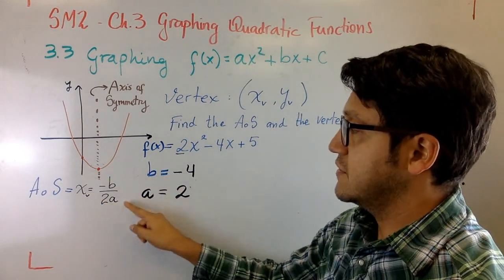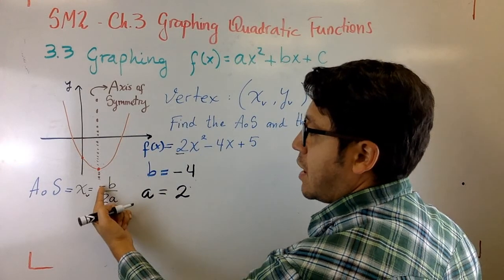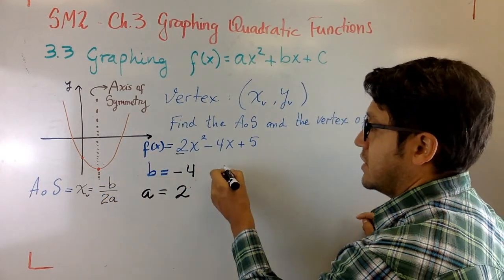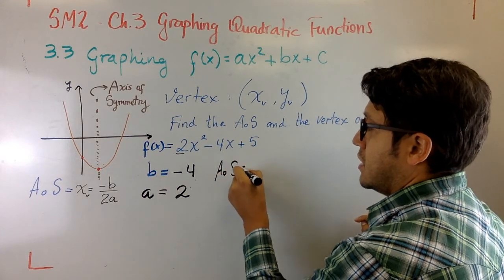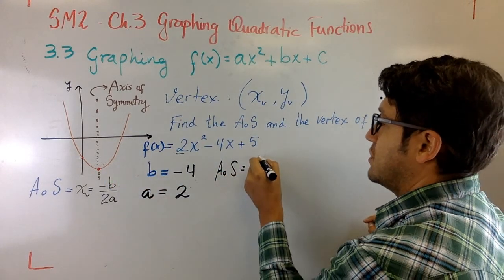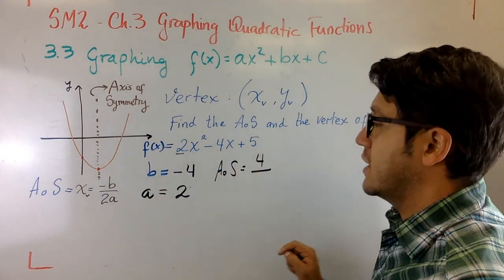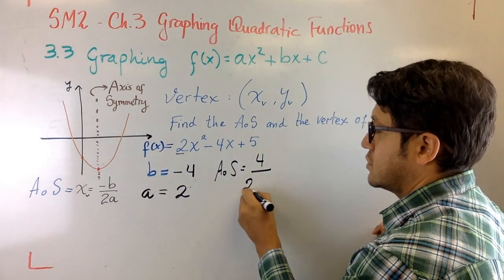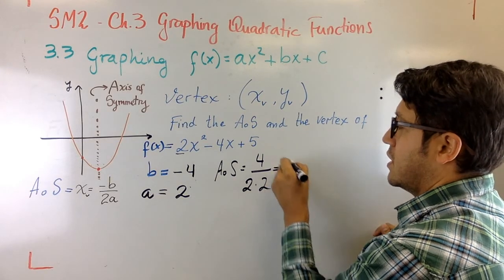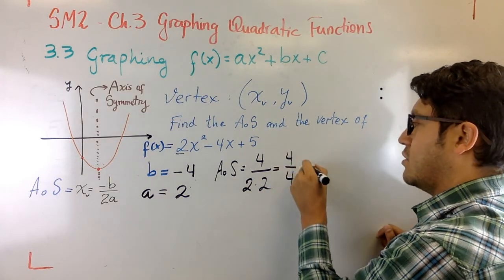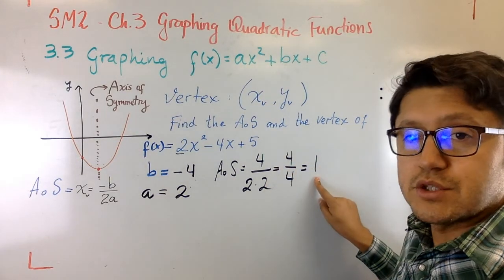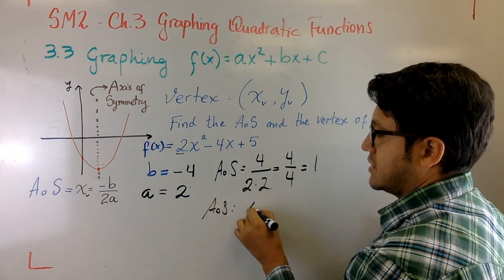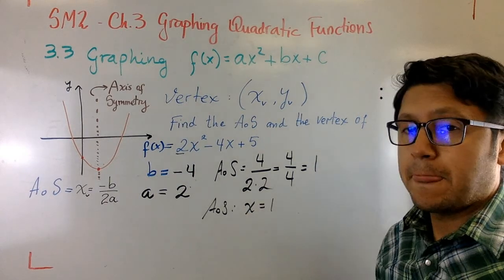Now we're going to use this formula. We're going to take the opposite of b. If b is -4, then the opposite of b should be 4. Divided by 2 multiplied by a, which in this case is 2, so it's 2 times 2. Eventually, when you make the corresponding operations, it's 1. So the axis of symmetry is the line x equals 1.